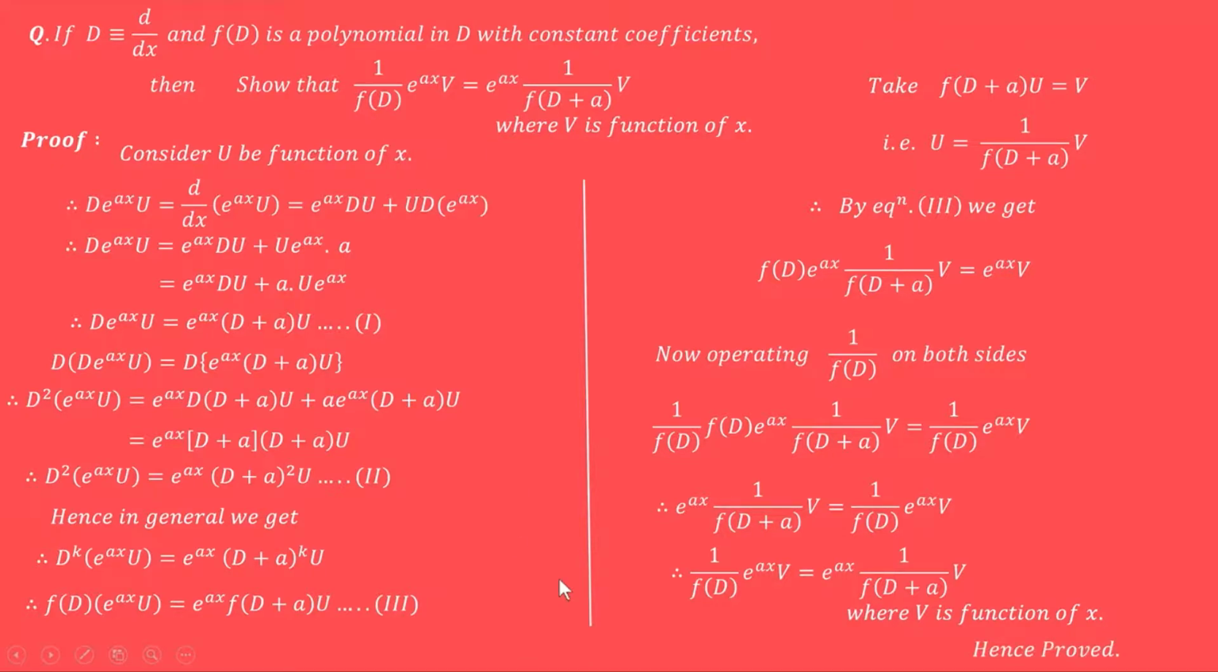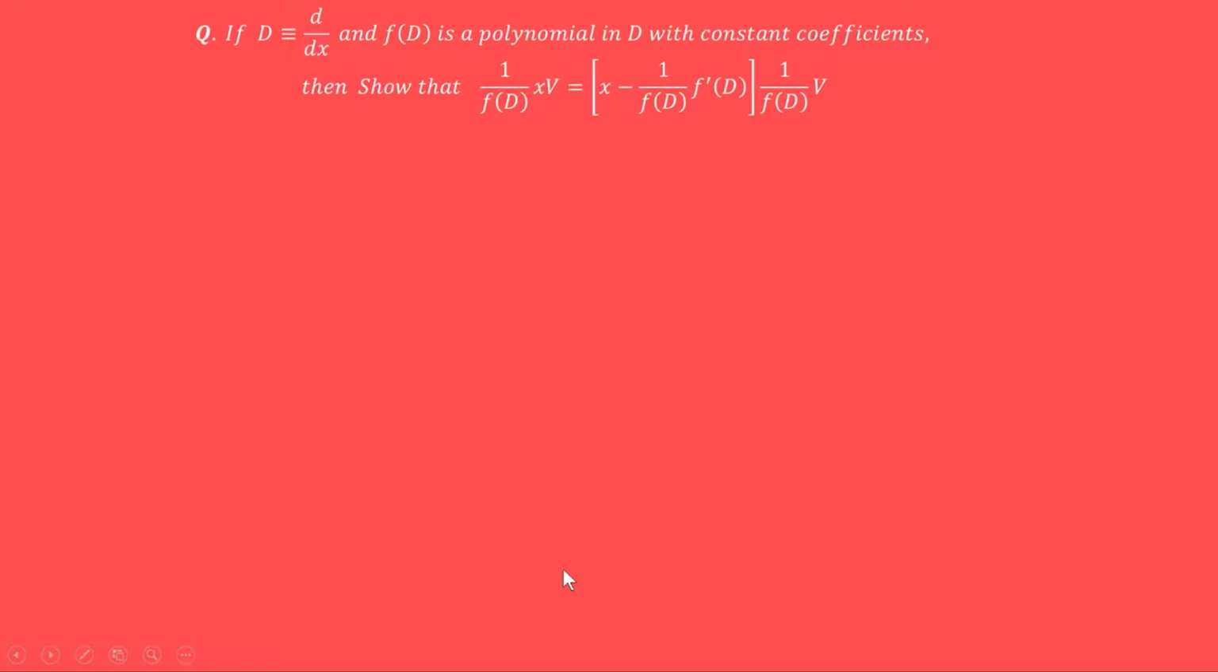Now move to the last result, the last question. If D is equal to d by dx and f of D is a polynomial in capital D with constant coefficients, then show that 1 upon f of D, xv, is equal to x minus f dash D upon f of D, the whole thing, into 1 upon f of D into v. Here f dash D means the derivative of f of D.